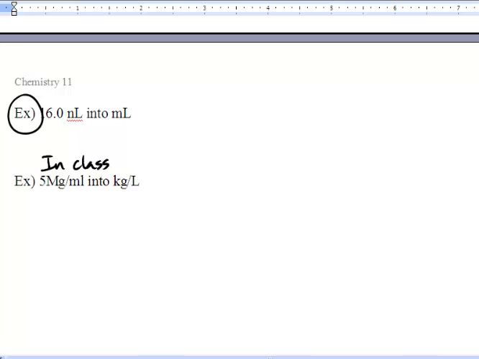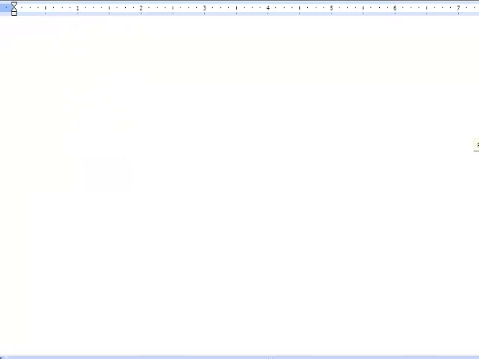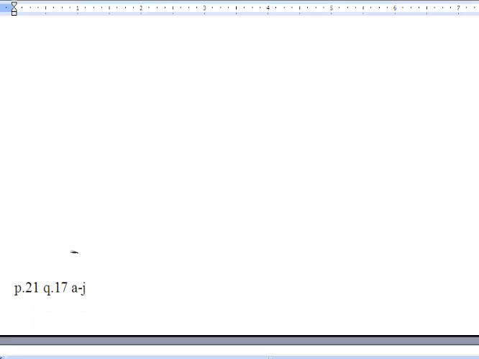And that's our conversions for now. You can try in our textbook, page 21, question 17, A to J. Give it a shot, and we will do the rest in class.